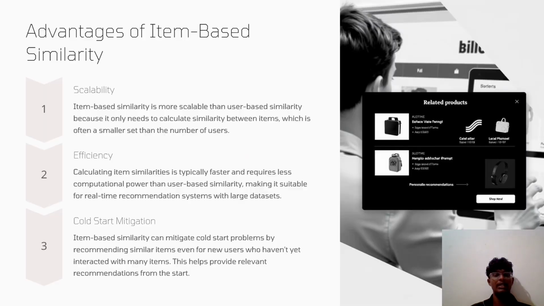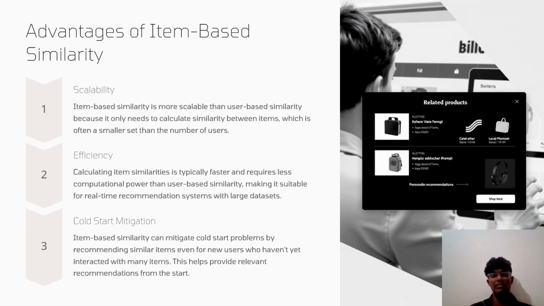Advantages of item-based similarity. Scalability. Item-based similarity is more scalable than user-based similarity because it only needs to calculate similarity between items, which is often a smaller set than the number of users. Next one is efficiency. Calculating item similarities is typically faster and requires less computational power than user-based similarity, making it suitable for real-time recommendation systems with large datasets.